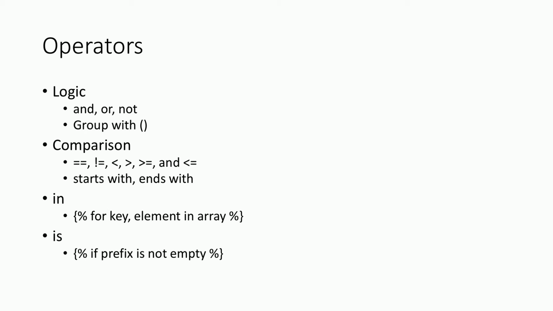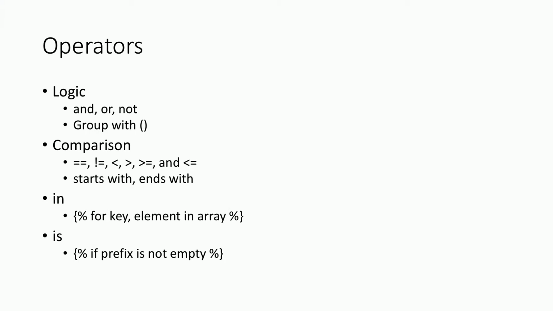Twig operators, logic: we have and, or, not, and you can group them with parentheses, similar to how you would do in PHP in a conditional statement. For comparison, we use the double equals, not equal to, greater than, less than, greater than or equal to, less than or equal to. Starts with and ends with as well.